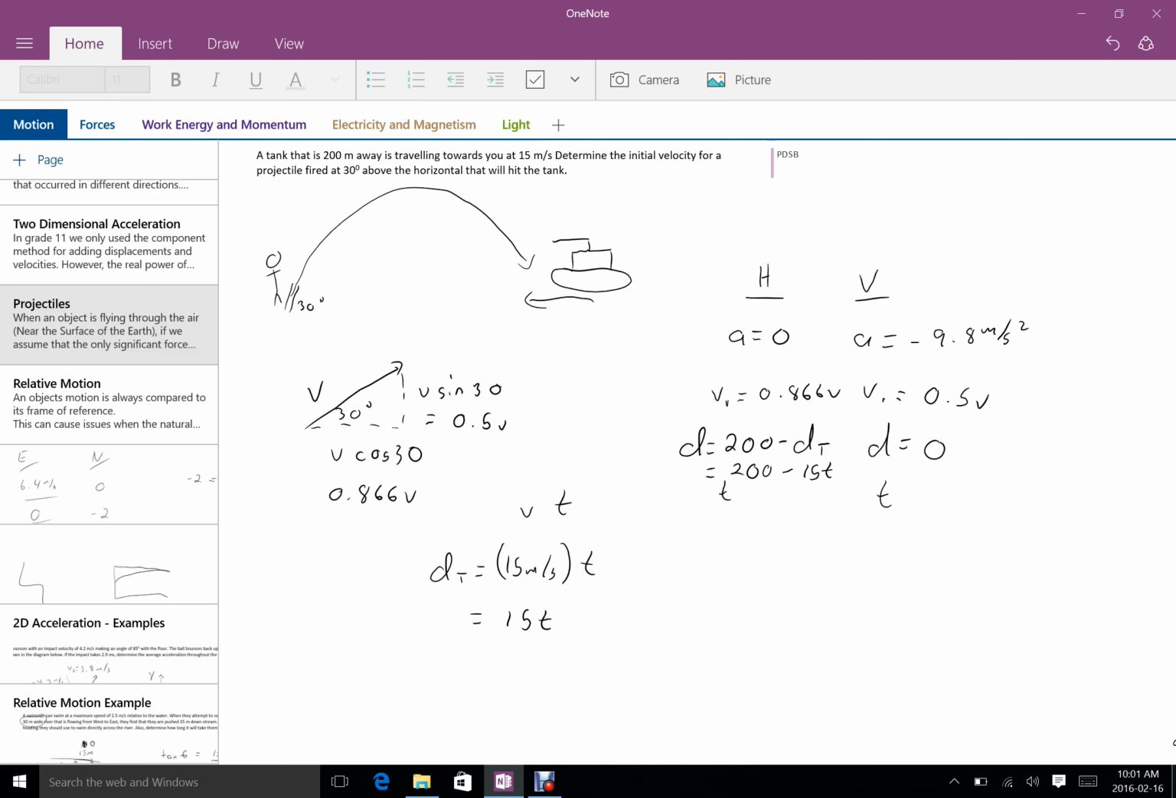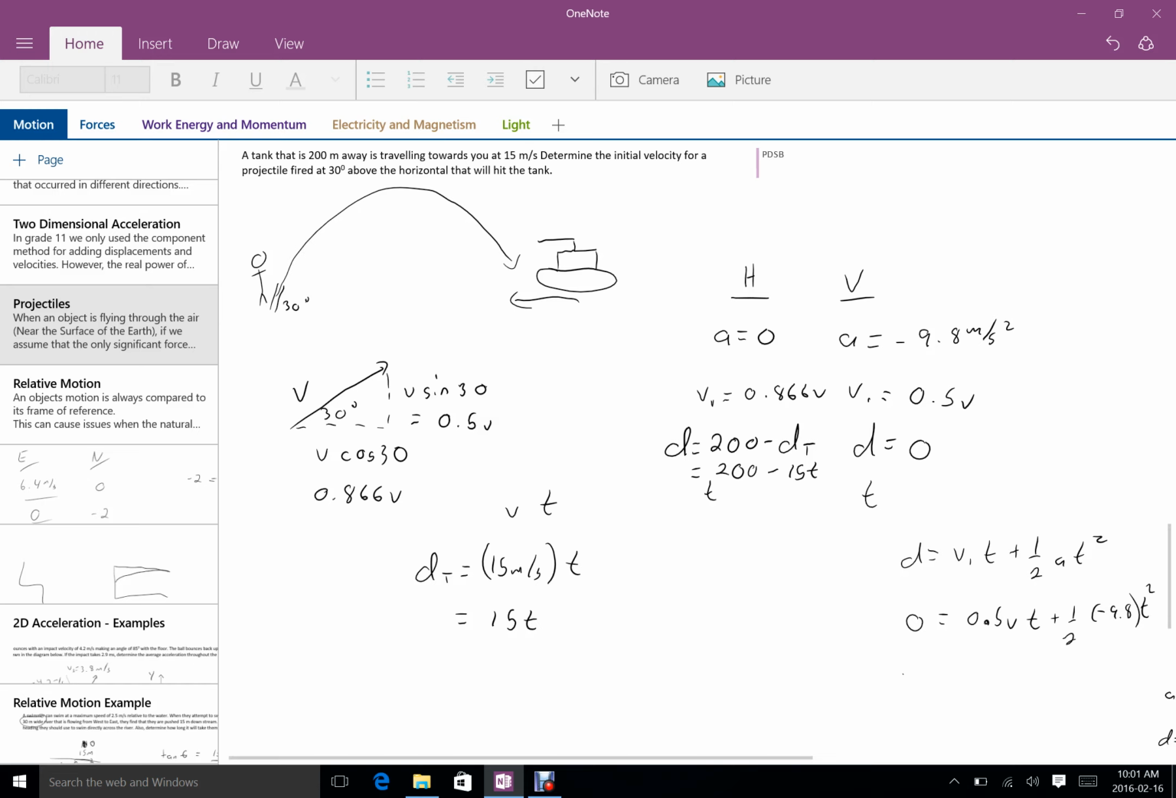So this will be how far it is away, less how far it moved towards us during the time of interest. Starting in the vertical direction then, I can come up with an equation. d equals v1t plus 1/2 at squared. Substituting my values, 0 equals 0.5 vt plus 1/2 times negative 9.8 t squared. So 0 equals 0.5 vt minus 4.9 t squared.